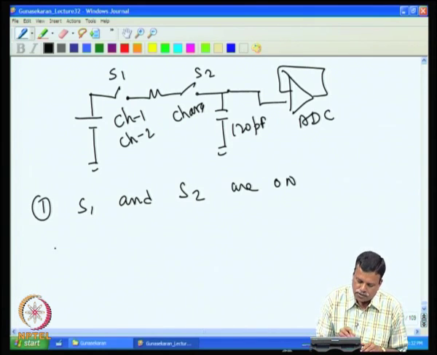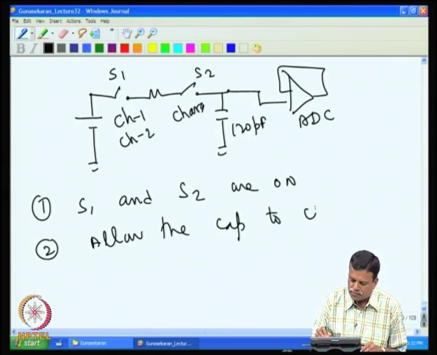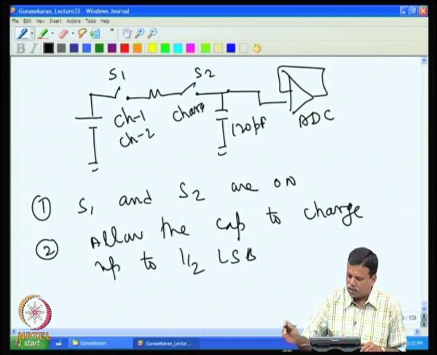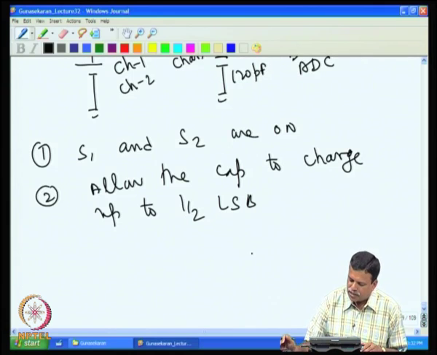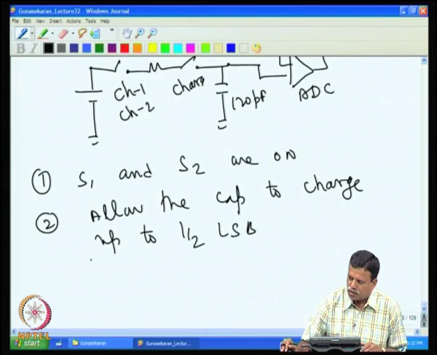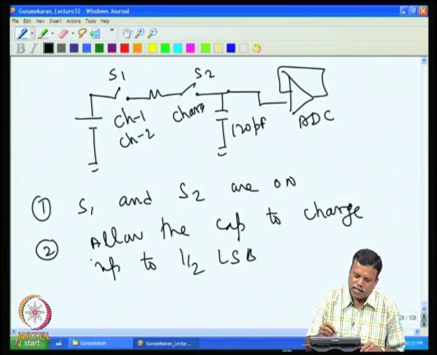Now, allow the capacitor to charge up to half LSB, because if it is a 10-bit converter, and we want 1 LSB accuracy minimum, then I should allow at least the voltage to charge here up to half LSB, so that I can allot half LSB error to this.